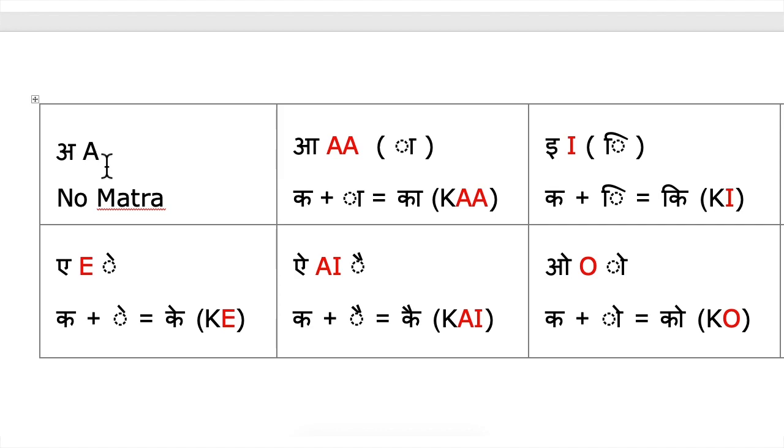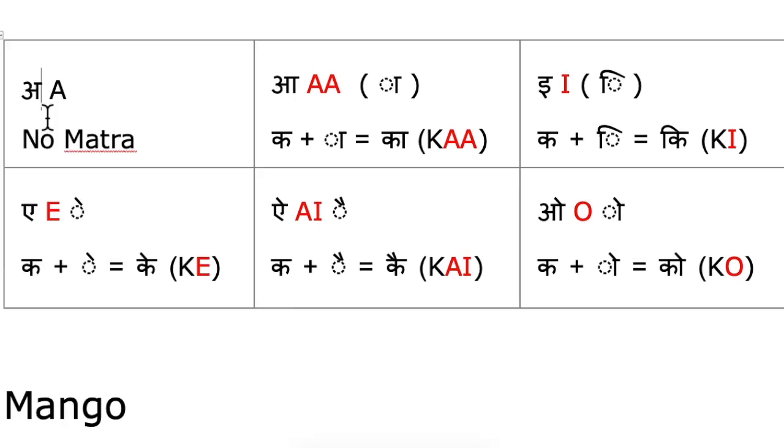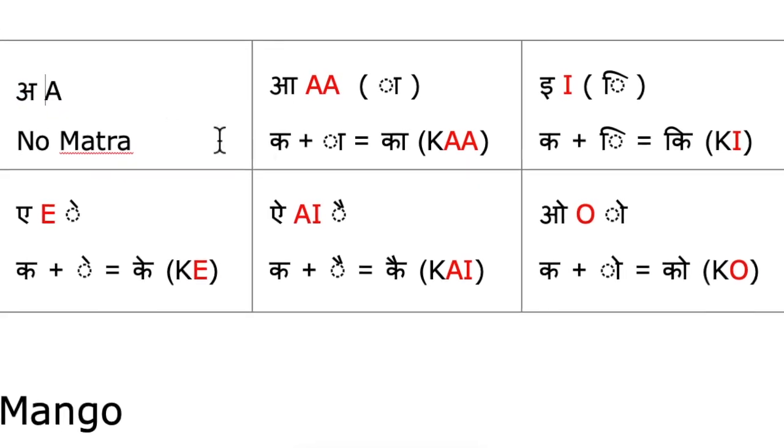First, a has no matra. Whenever you see the consonant, you can just read it out with a. But this one has a matra. Except this one, every vowel has a matra. So for a there is no matra, we can use a right away.